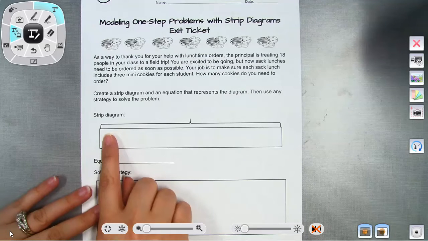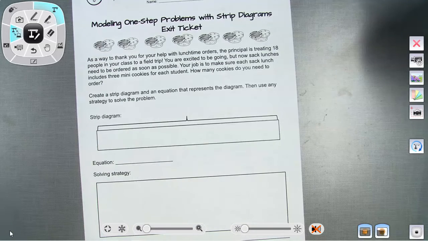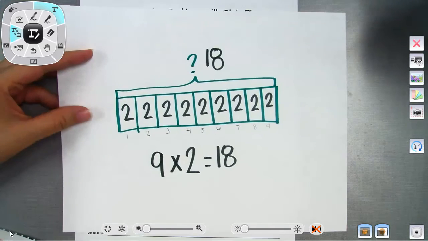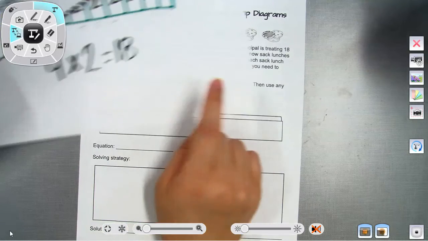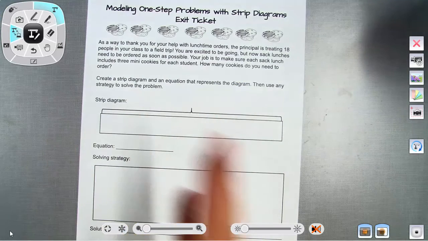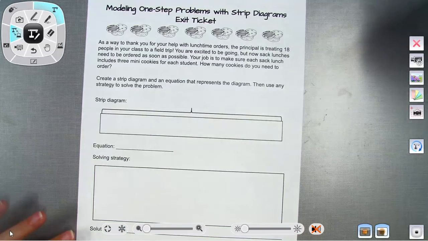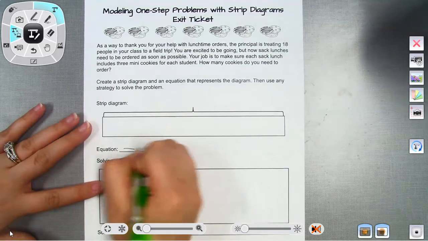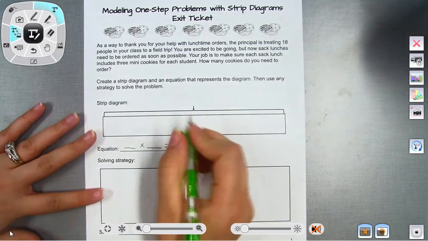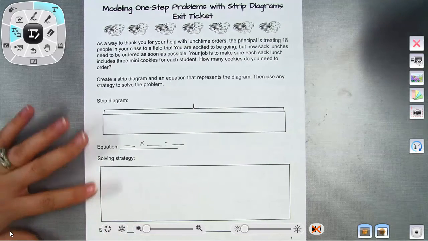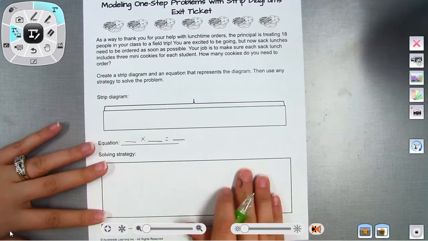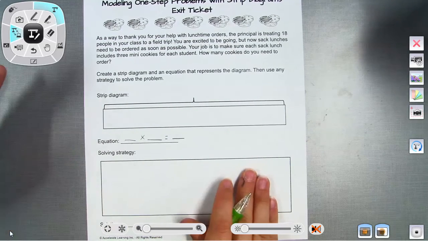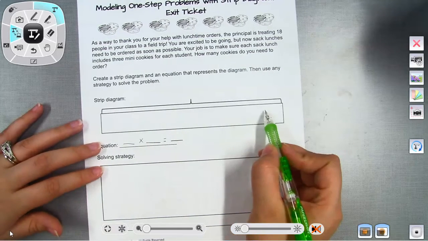So here is your strip diagram. With the information given, you are going to create your strip diagram just like we did over here. Your equation, you have to write an equation that looks similar to this. So it's going to be blank times blank equals blank. And then down here, guys, where it says solving strategy, if you need to draw a picture, you draw it here. If you don't need to draw a picture, then don't draw a picture. But you have to have your strip diagram filled out.